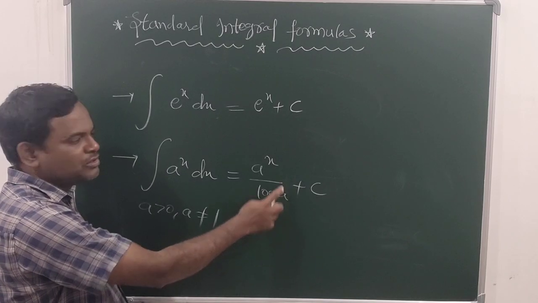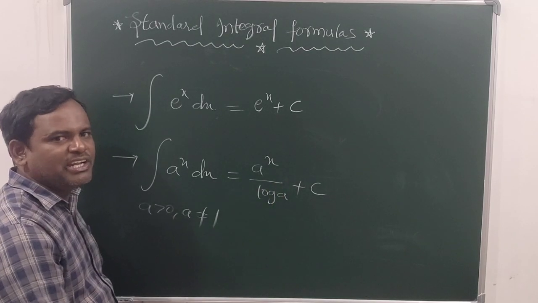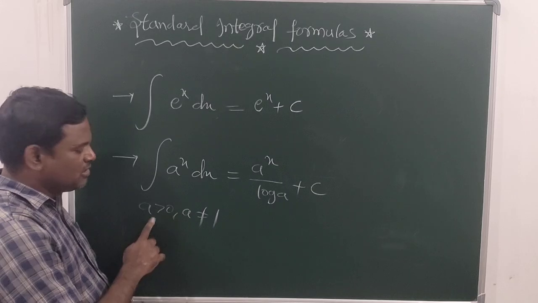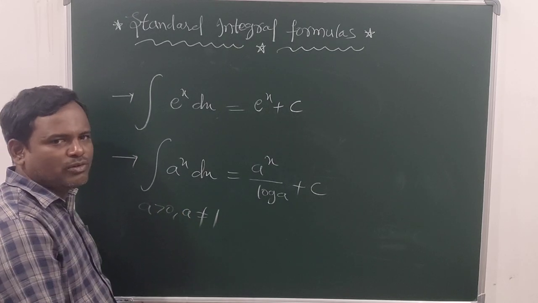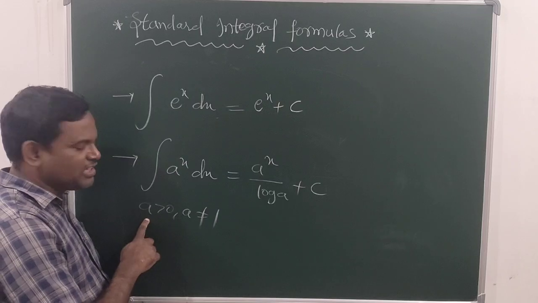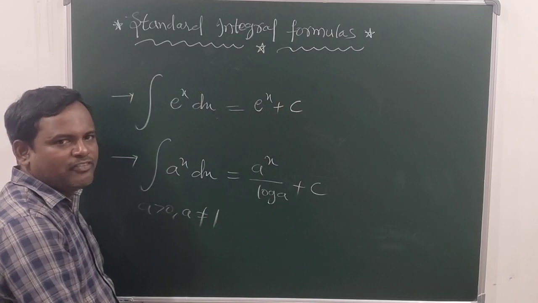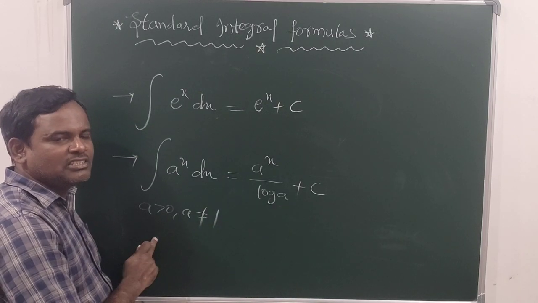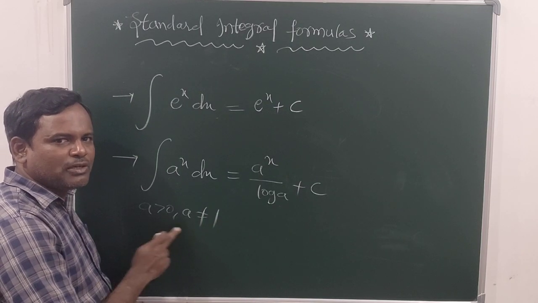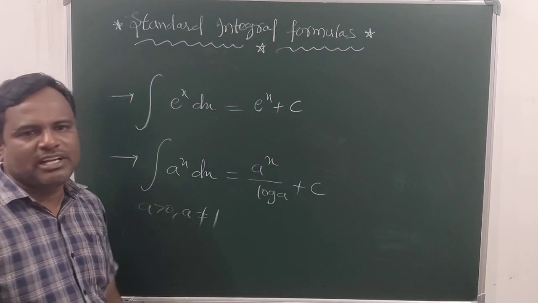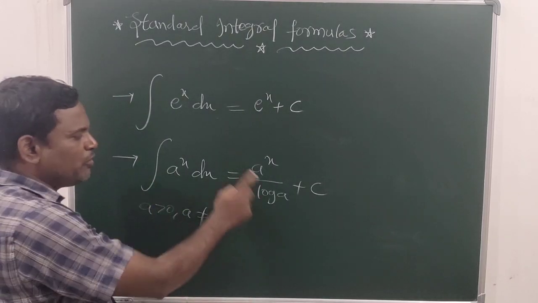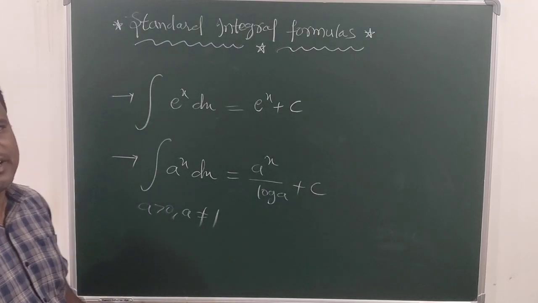Log 1 is 0. So something divided by 0 is not defined, meaningless. Hence this a has to follow these conditions: a should be positive but not equal to 1. If a is negative, logarithms will not be defined. Hence, the conditions for a are that a should be positive but not equal to 1. So, what is the integral of a power x? a power x by log a plus c.